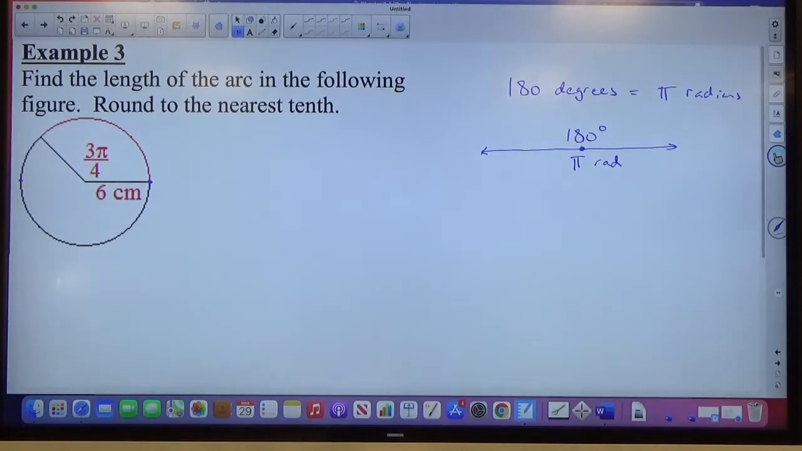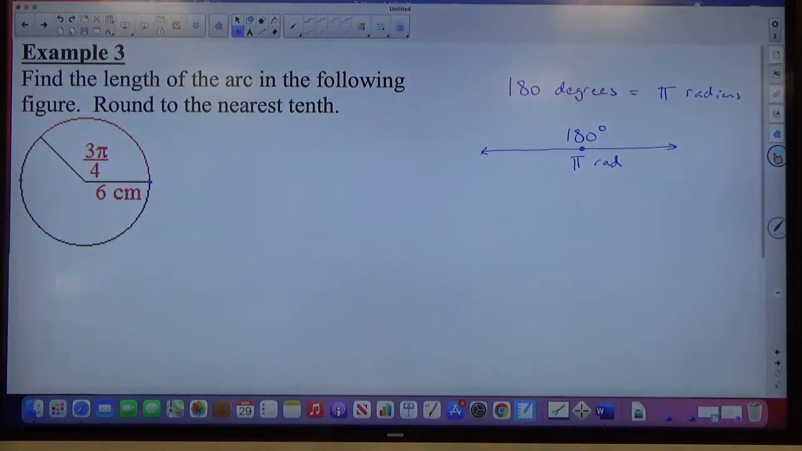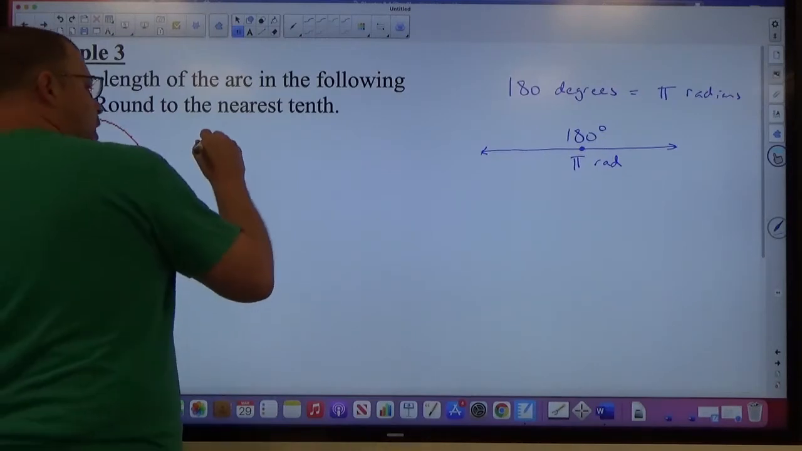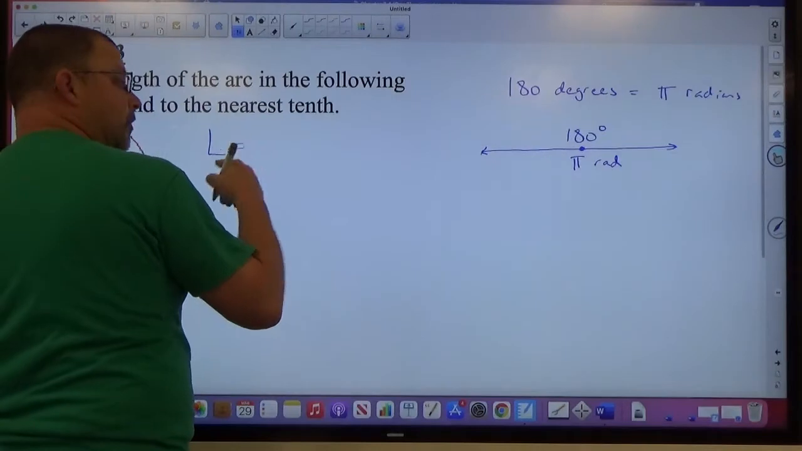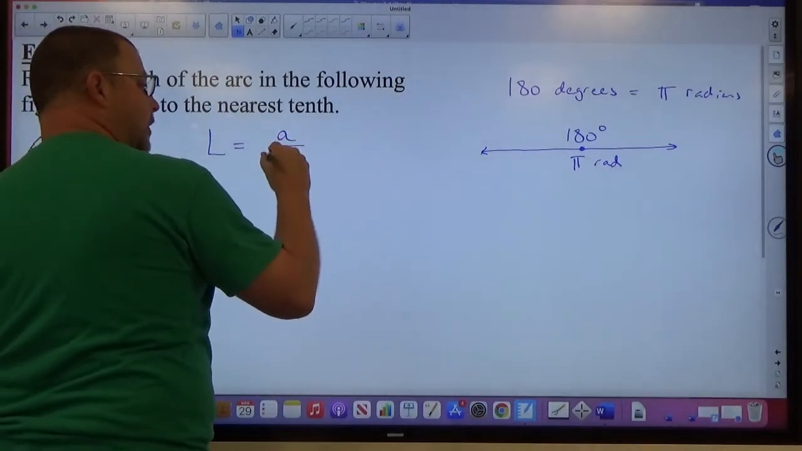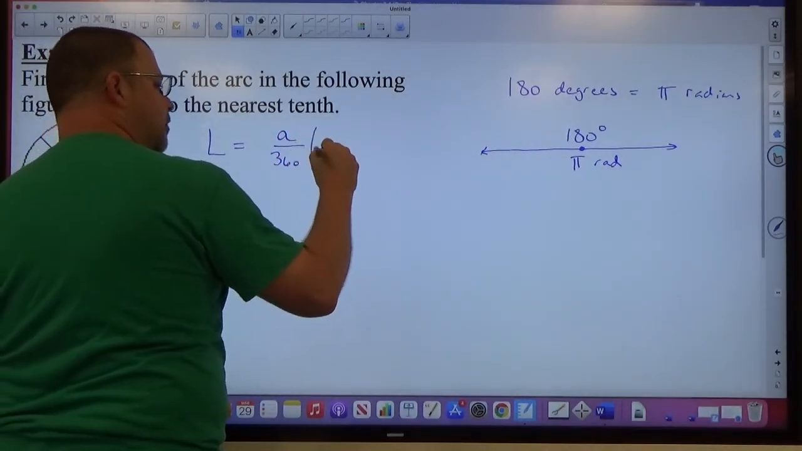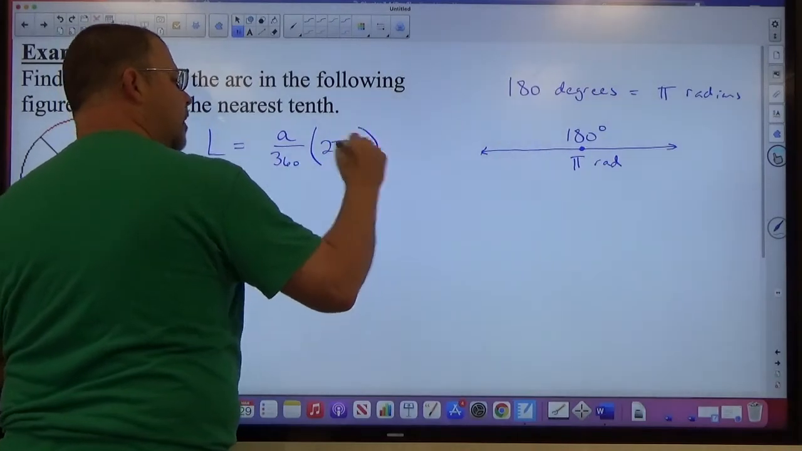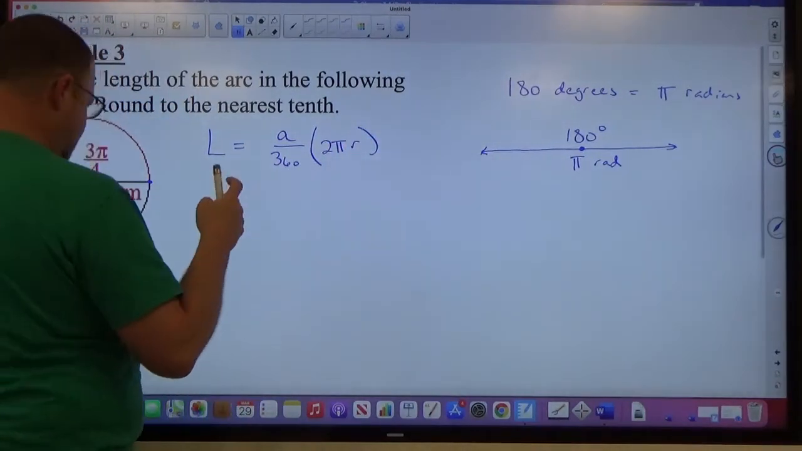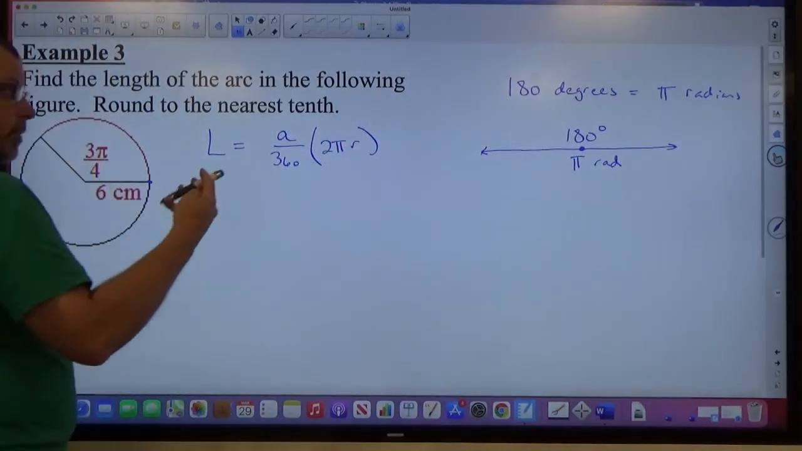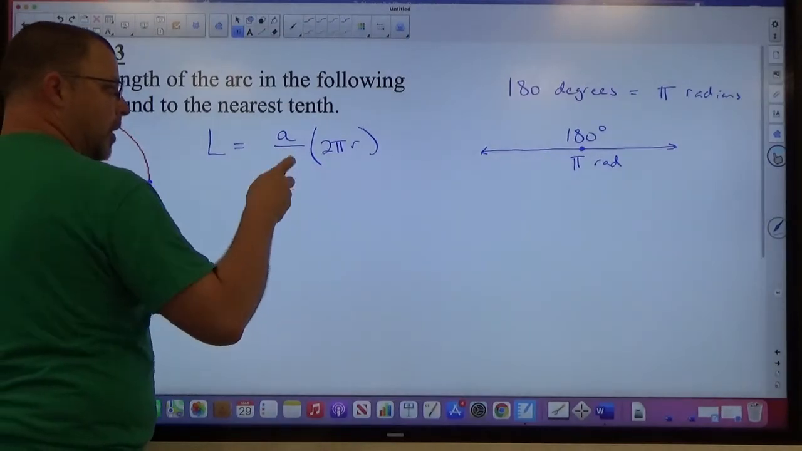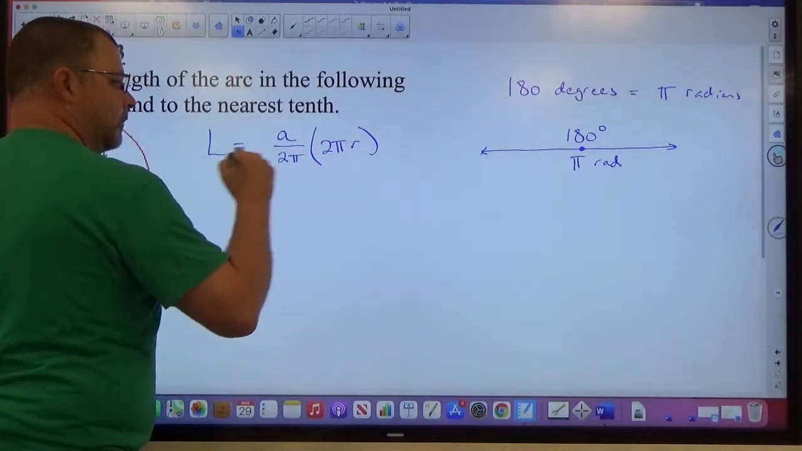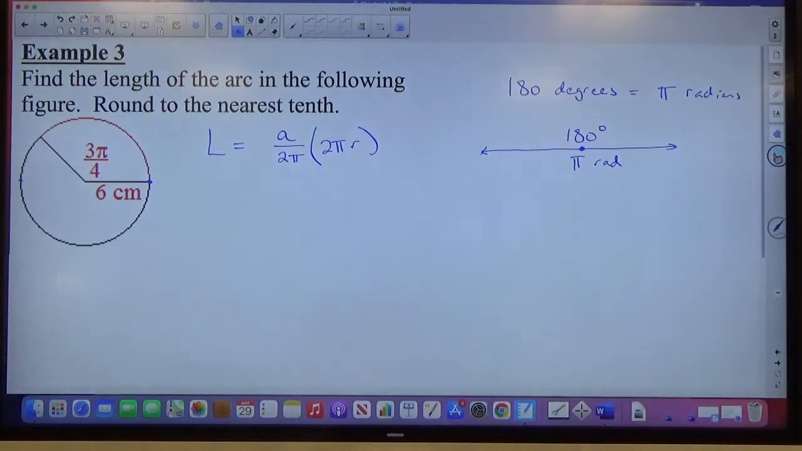And this is the exact same question that the last question was, except this is in terms of pi. Now imagine the same rule, the same formula. My arc length formula for the other one said A over 360 times 2 pi r. But instead of 360, since we're dealing with radians, I'm going to divide by 2 pi. Right, 2 pi is the same as 360.